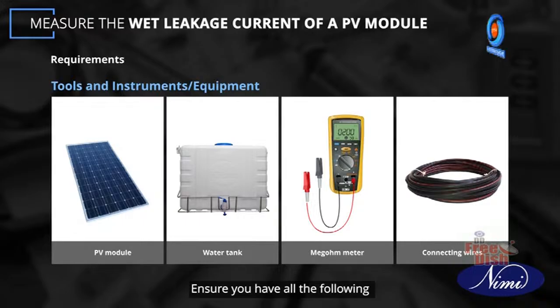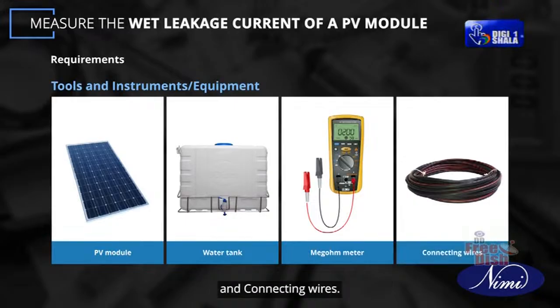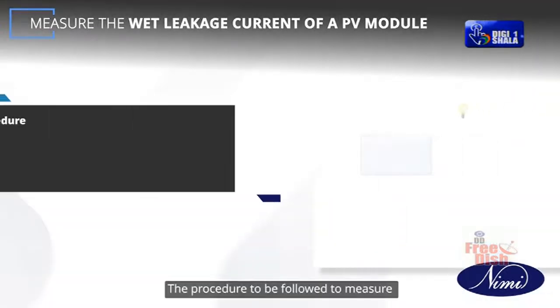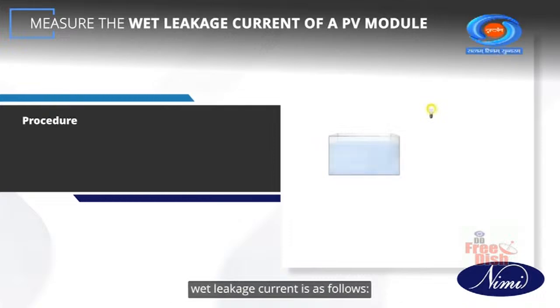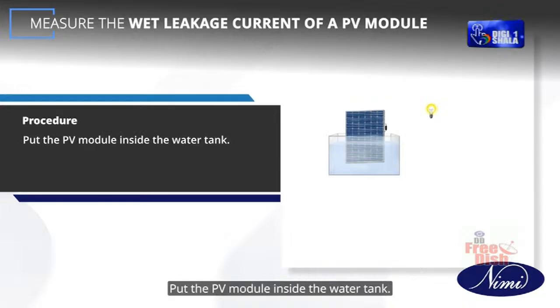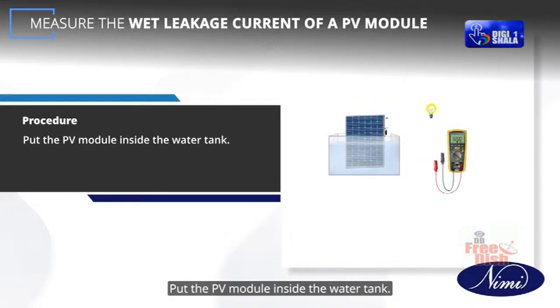Ensure you have all the following tools and equipment: PV module, water tank, megohmmeter and connecting wires. The procedure to be followed to measure wet leakage current is as follows.